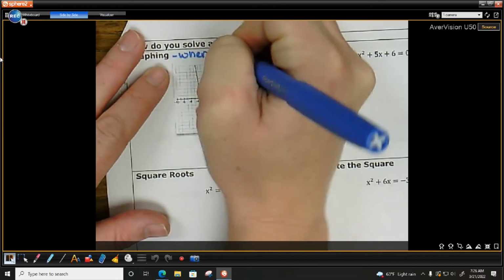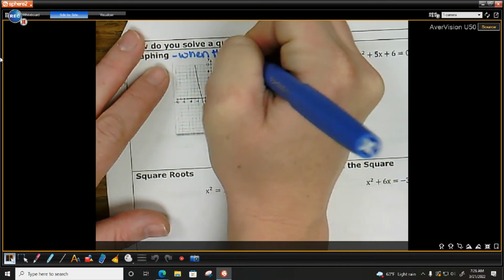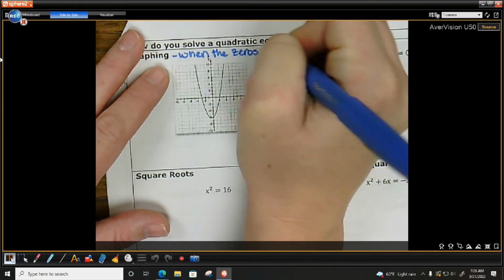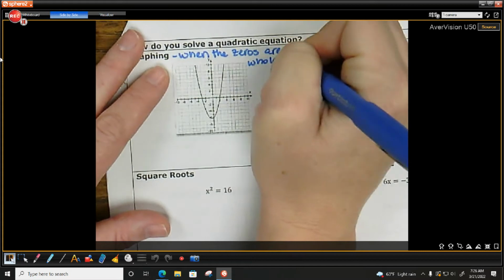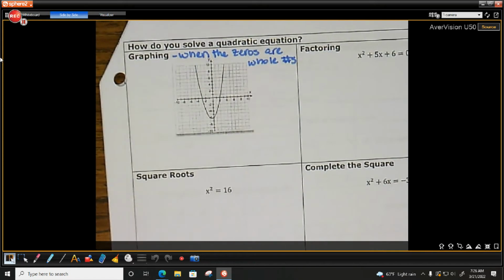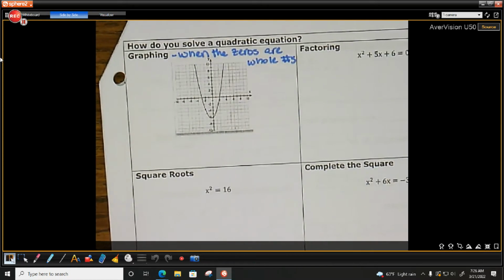when these zeros are whole numbers. So we're on page 8 of our notes, guys. When the zeros are whole numbers. Do we remember what zeros means? Do we remember our 4-letter acronym?